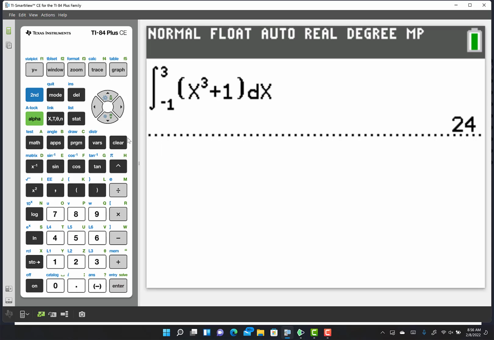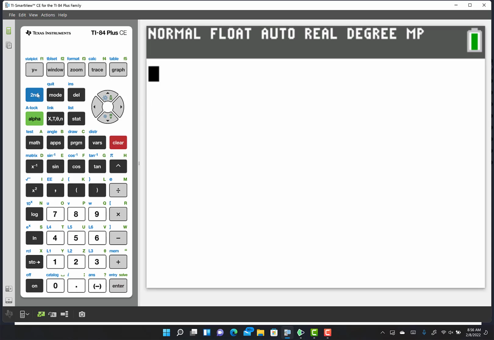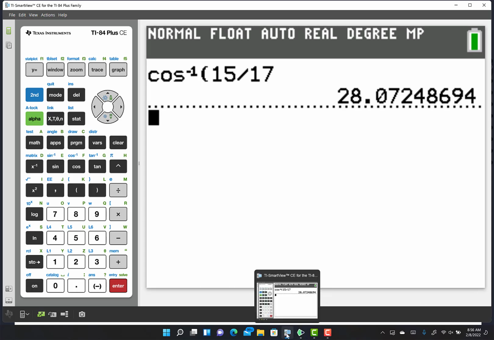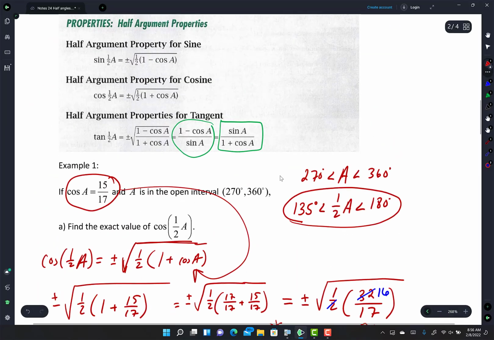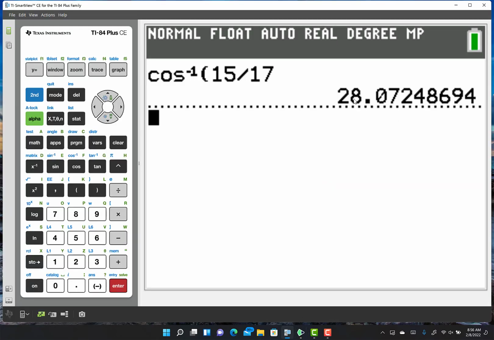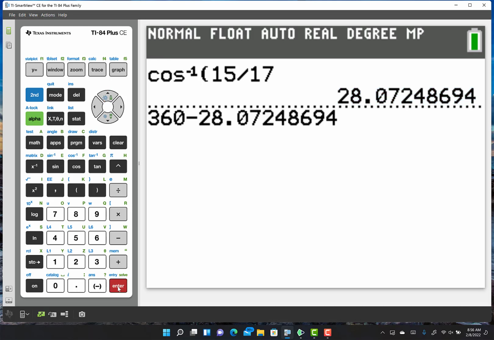So here it is. My calculator's in degree mode. And I'm going to go ahead and find that degree. Arc cosine of 15 over 17. But they also told me where I was at. 28. Okay, this is not my angle. That's my reference angle. They told me I was in what quadrant for A? Look, 270 to 360. So this is not my angle. That's my reference angle. So 360 minus, and I know what you guys are thinking. Like, are you sure this is the right answer? Trust me, guys. You'll see why.